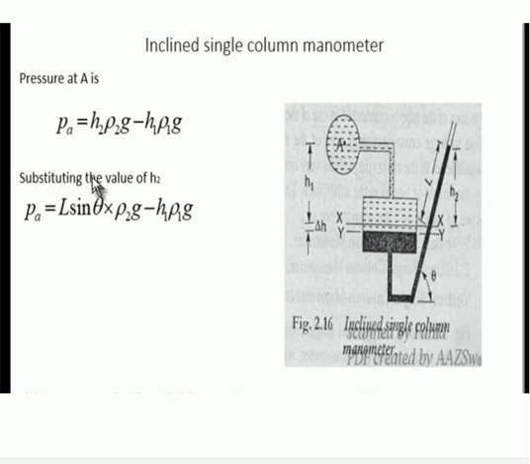Substituting the value of H2: H2 is nothing but L into sin theta. Why sin theta? Because it is inclined at some angle theta. So instead of H2 we write L sin theta, and PA equals L sin theta rho 2 g minus H1 rho 1 g. If it is inclined, we substitute the value of H2 as L sin theta, and we get the pressure at point A using the inclined single column manometer.